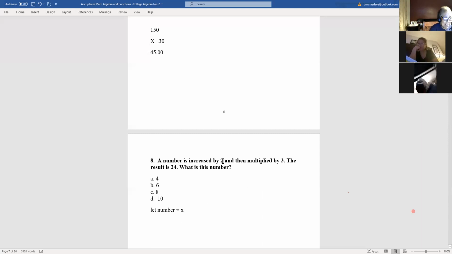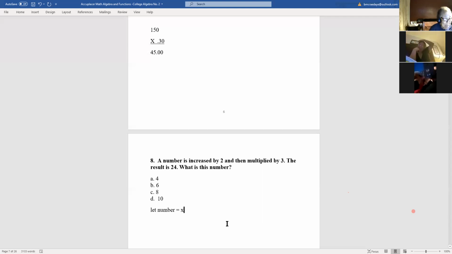Because increased by 2, that's 8. Multiply by 3, 8 times 3 is 24. Right? Multiples of 24 is 2, 6, 2, 3, 6, 12, I think. That's how I did it, the multiple way.